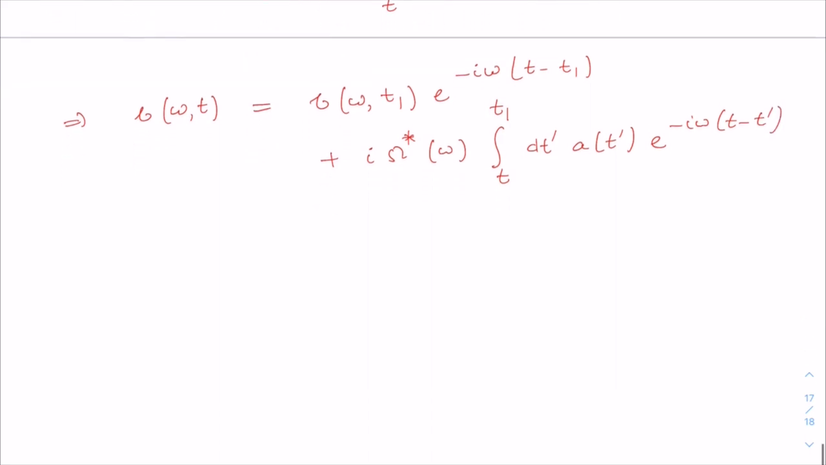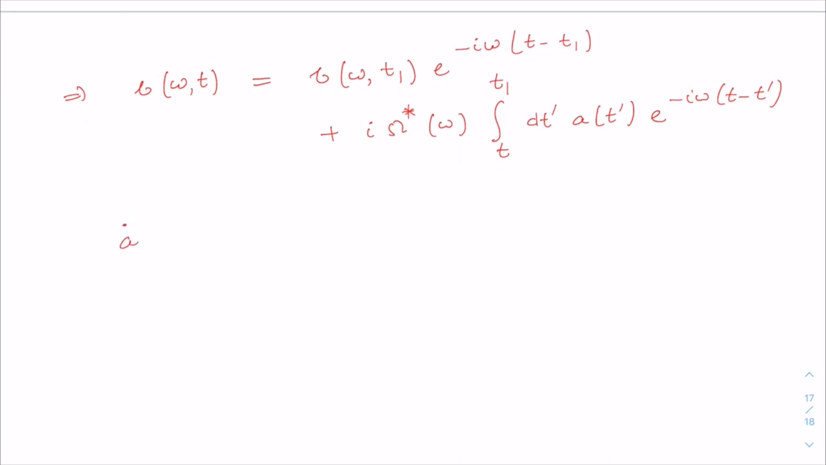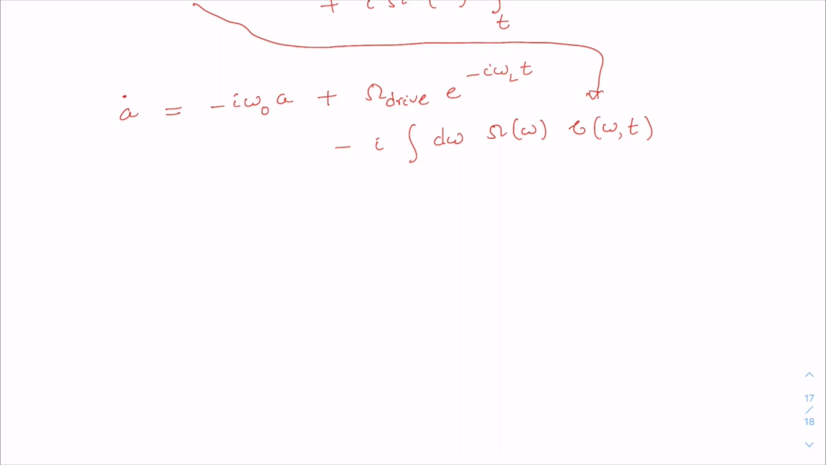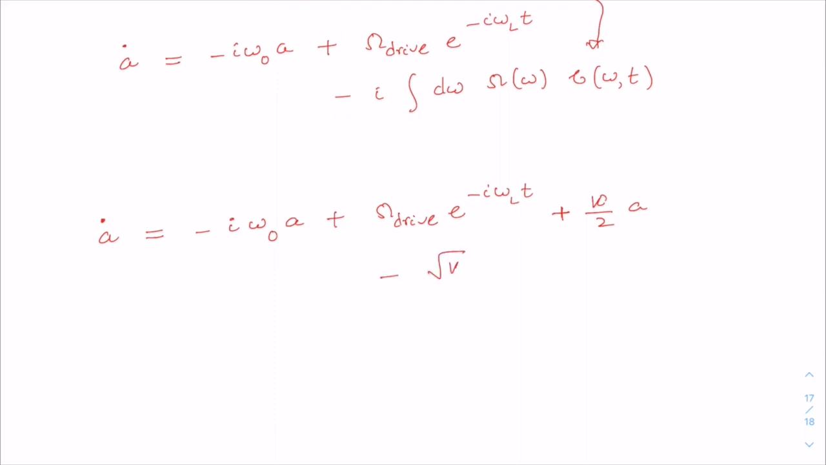Now we can put this solution into the equation for the cavity mode, the equation that we obtained, that is A dot is equal to minus i omega 0 A plus omega drive e to the power minus i omega L t minus i integration d omega capital omega of omega b omega t. Putting this particular solution here, in a similar fashion we'll be able to get the time evolution equation for the optical mode in this form. And when we go in the backward direction in time, now I have A dot is equal to minus i omega 0 A plus omega drive e to the power minus i omega L t plus, now here we have plus kappa by 2 A and minus root over kappa.